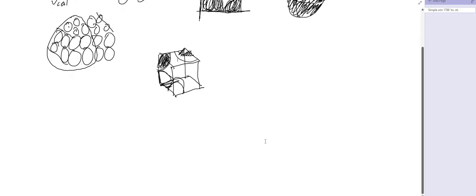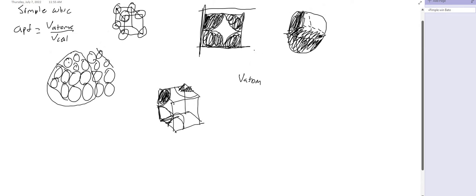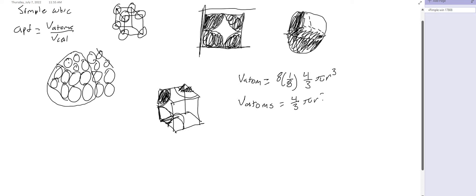So, with that in mind, we need to find our V atom, right? And if we just went through how there's 1/8 in each corner, and there are 8 corners, that means it's going to be equal to 8 times 1/8 atoms times the volume of a sphere. Right, so volume occupied by the atoms is going to be equal to the volume of the single sphere, 4/3 pi r cubed.